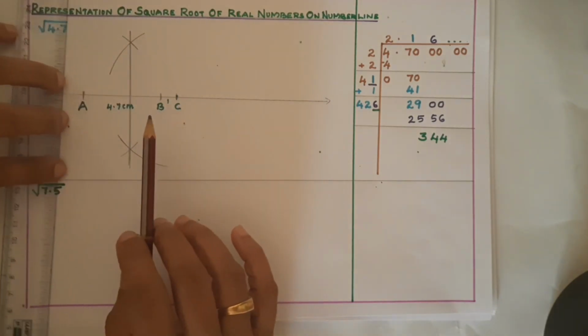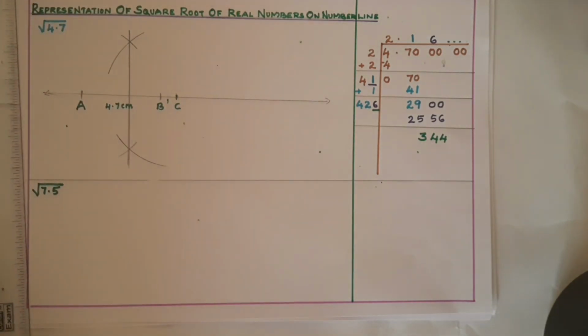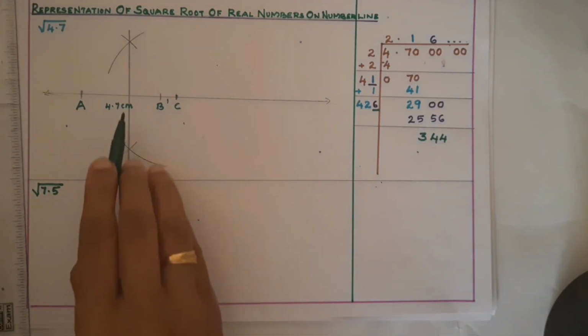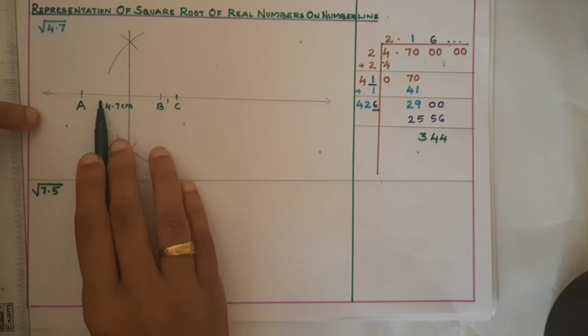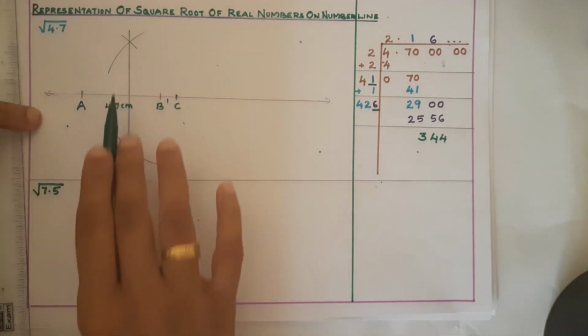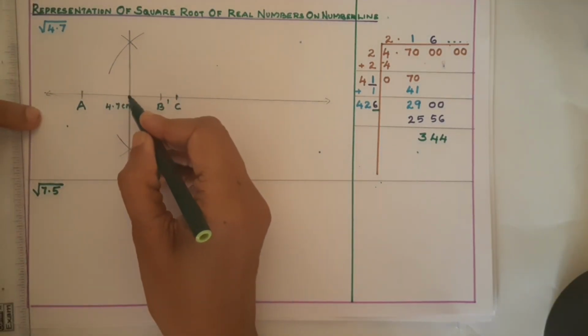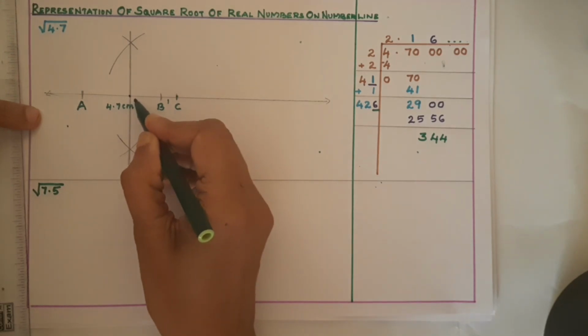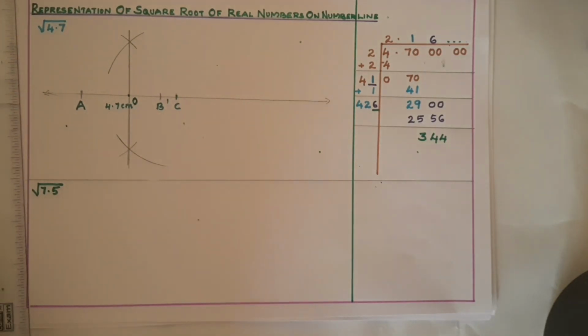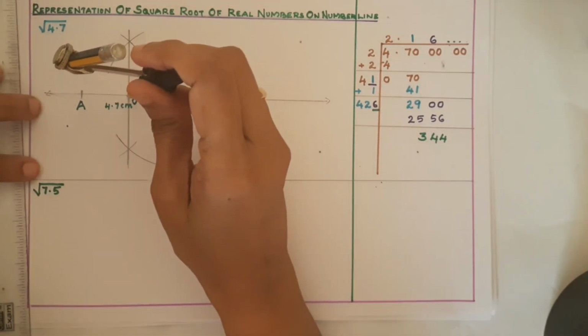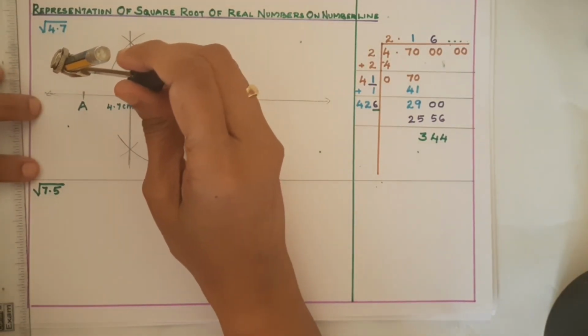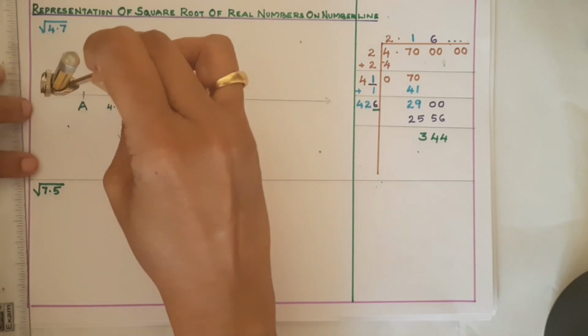Okay, so we got the perpendicular bisector. Now, the intersection point of this line and the perpendicular bisector, we have to name it as O. Now, with O as center, you have to fix the compass at O.